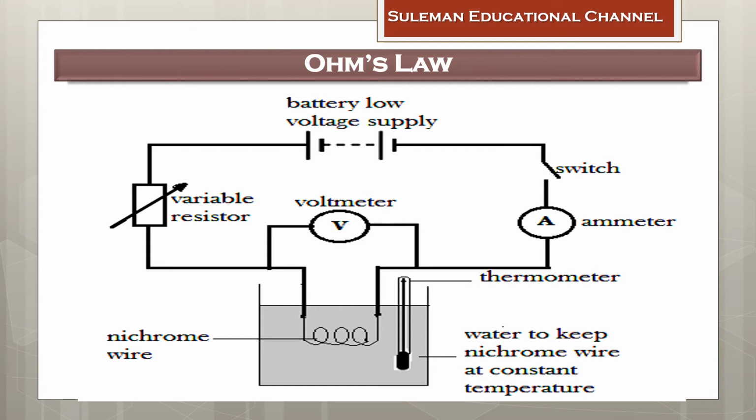The purpose of the variable resistor is to vary the current so that we can get different readings of ammeter and voltmeter. The purpose of the thermometer is to measure the temperature, and we have to make sure that the temperature remains constant so that we can get a constant resistance. When the temperature rises, the resistance also increases. When the temperature reduces, the resistance also decreases. So we will not be observing Ohm's law. So to observe Ohm's law, we should keep the temperature constant.